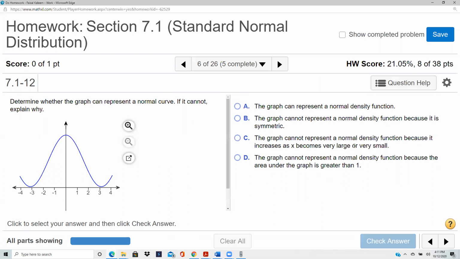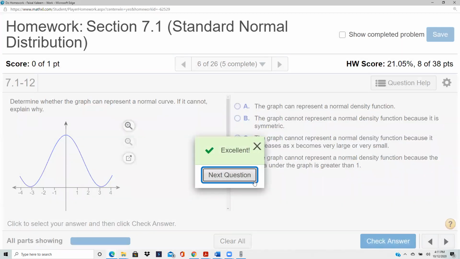Cannot represent a normal because it increases as x increases, very large or very small. Yes, that's the reason, because as x increases in this direction, the curve starts increasing, which should not happen, because we know that as x increases, it should keep becoming more and more flat and decrease towards zero instead of increasing. Same here on the other side. So C is the correct reason.